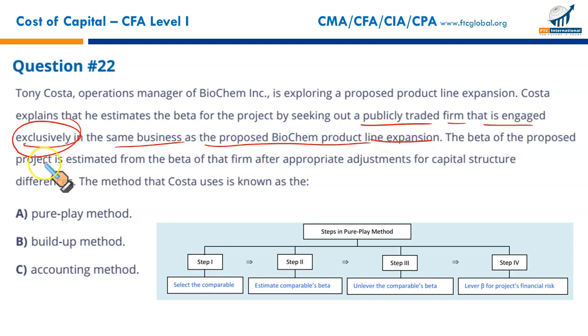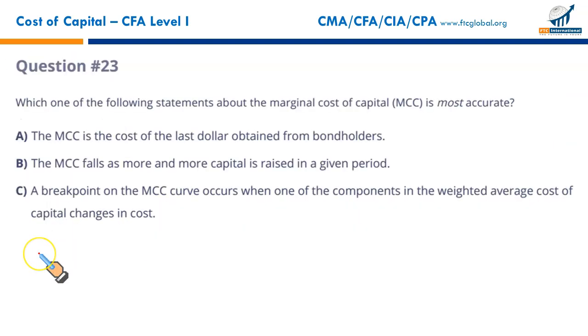The beta of the proposed project is estimated from the beta of that firm after appropriate adjustments for capital structure, that's debt or equity. This method is called pure play. Look no further, we have just done it, pure play.